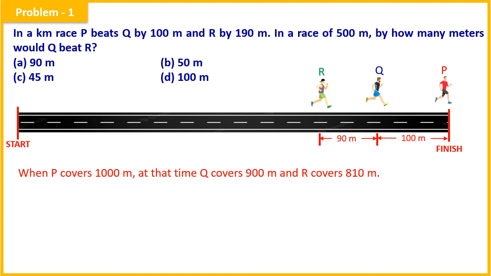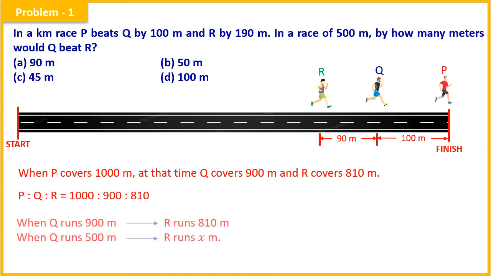So the ratio of distance covered by P, Q and R in that race is 1000 is to 900 is to 810 when P has touched the finishing line. So now we will only focus on Q and R. When Q covered 900 meters, at that time R is able to cover a distance of 810 meter. Okay, when Q has covered 900 meters, R has able to cover 810 meter.